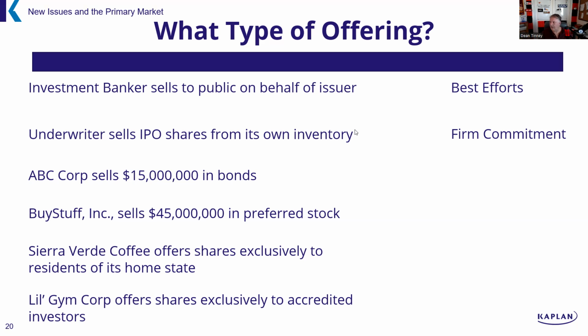How about a Reg A Tier 1? Reg A Tier 1, because we're not going over 20 million. So that's another safe harbor or exempt transaction under 33. All right, let's try our next one.